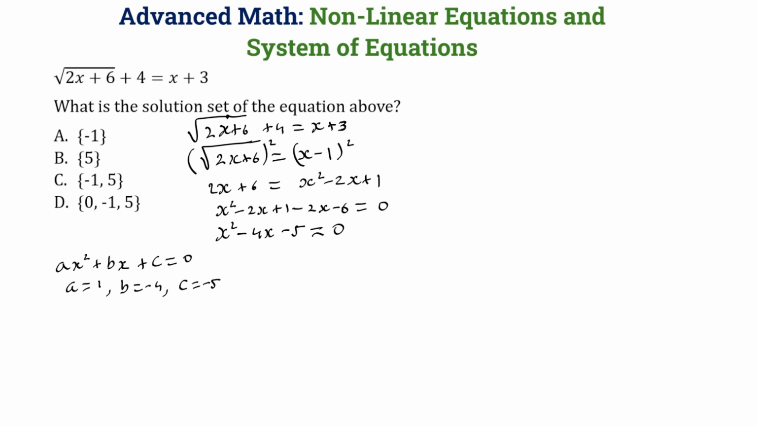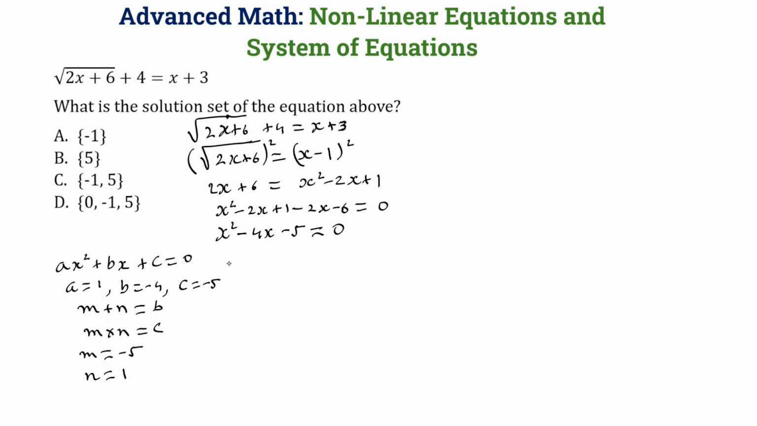We can split b and c with m and n. So we'll get m plus n equals b, and m times n equals c. So the two values that work with these two equations for m and n are m equals negative 5 and n equals 1.